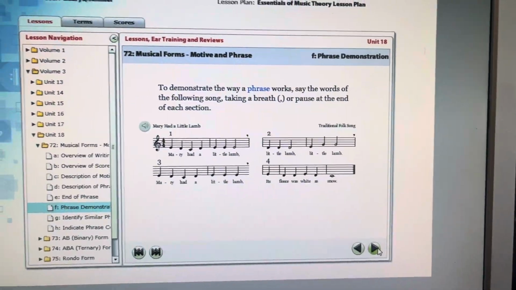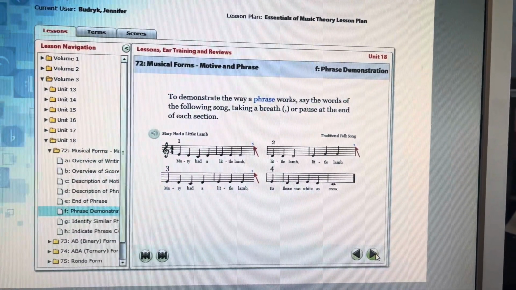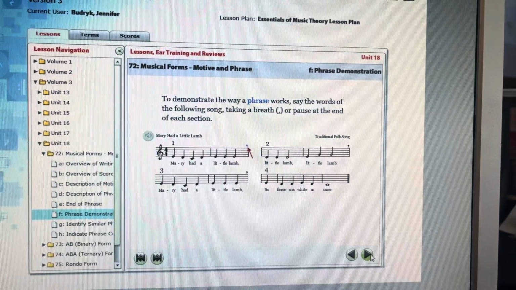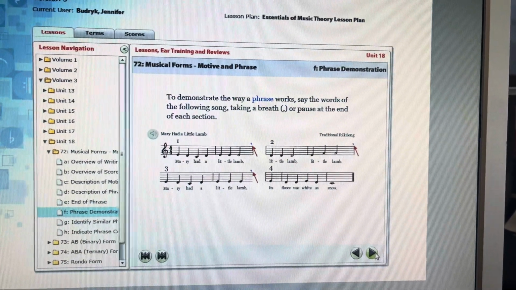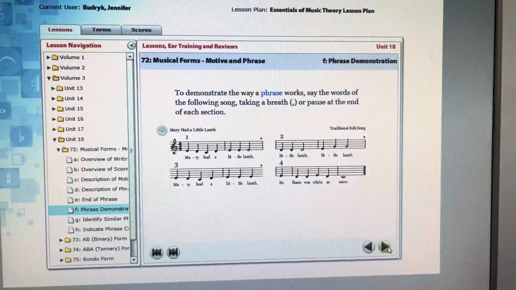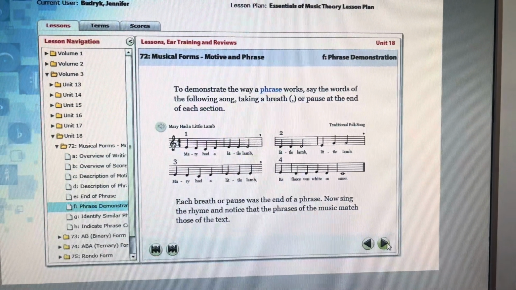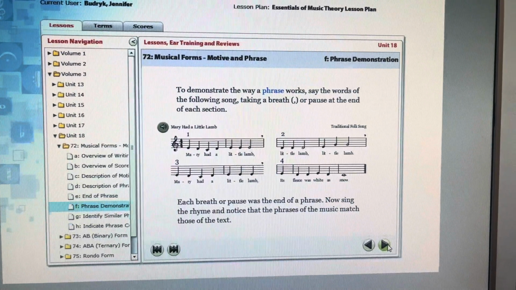To demonstrate how a phrase works, say the words of the following song, taking a breath or pause at the end of each section. Mary had a little lamb. Little lamb, little lamb. Mary had a little lamb. Oh, wait, it gets better. Its fleece was white as snow. Each breath or pause was the end of a phrase. Now sing the rhyme and notice that the phrases of the music match those of the text.